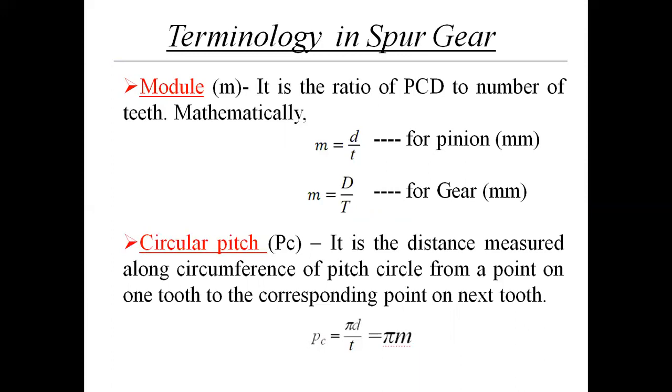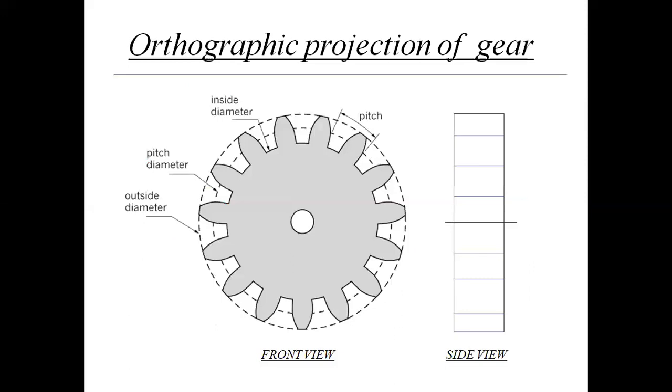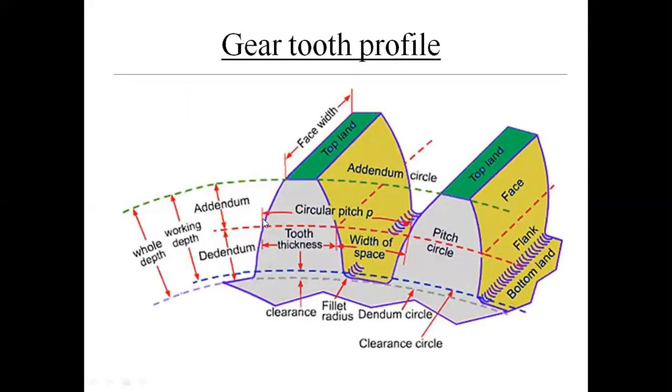Next is circular pitch, and it is denoted by Pc. It is the distance measured along the circumference of the pitch circle from a point on one tooth to the corresponding point on the next tooth. Here you can see circular pitch. If you consider this point on one tooth and it is measured along the pitch circle, it is not a straight line, it's a circular line.